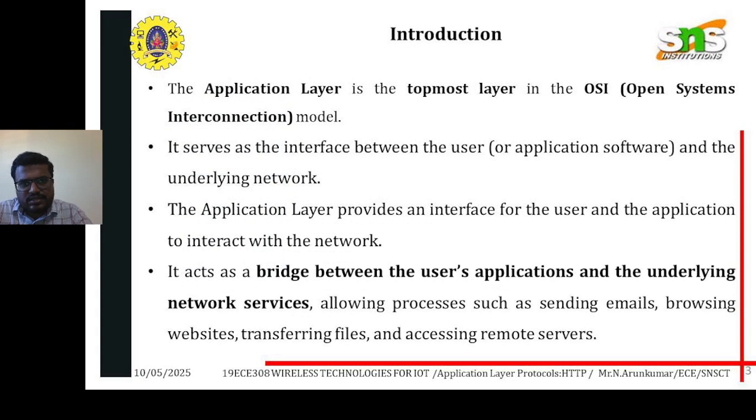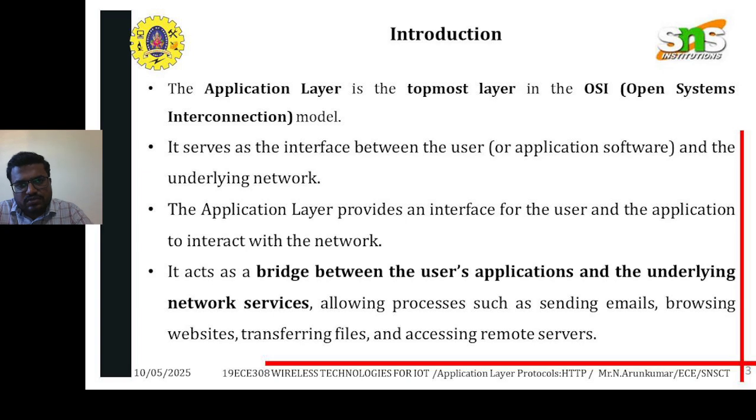Introduction. Generally, the application layer is the topmost layer of the Open System Interconnect model. The OSI, Open System Interconnect Model, is a default model of the communication system. Based on the default model, all the protocols have been assigned through these seven layers of the Open System Interconnect Model. So here the topmost layer of the Open System Interconnect Model is the application layer.